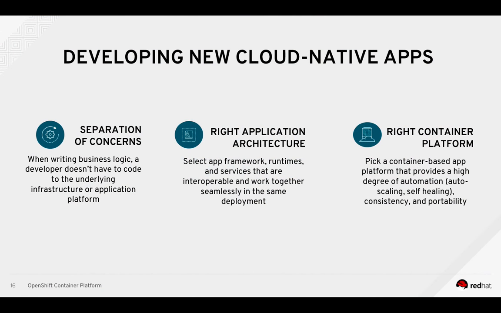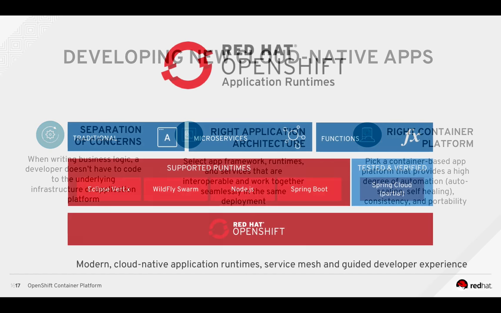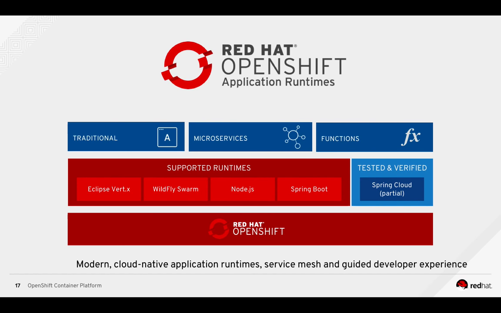Our recommendation is a solution that permits separation of concerns. Let developers just develop code without worrying about the infra or application platform. Pick the right application architecture, frameworks, and runtimes that are interoperable and can work together in the same deployment. Pick the right container-based application platform for a high degree of automation, self-healing, resiliency, and portability. We spoke about OpenShift. Now we also will speak about ROAR, Red Hat OpenShift Application Runtimes.